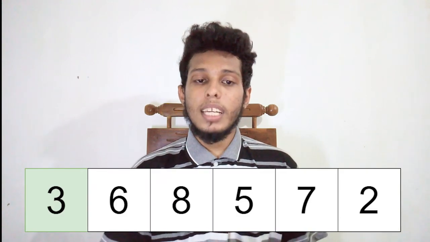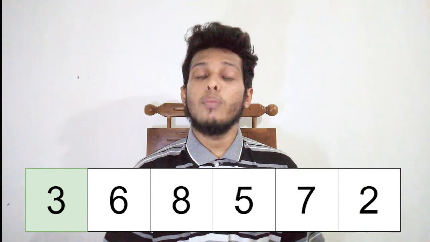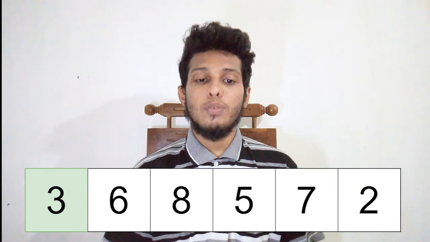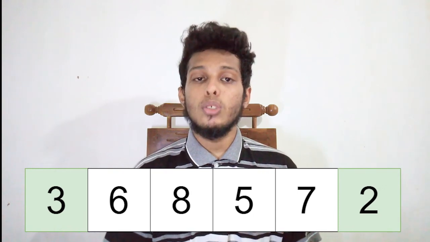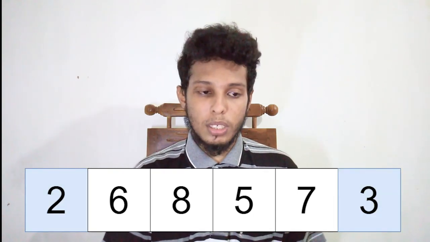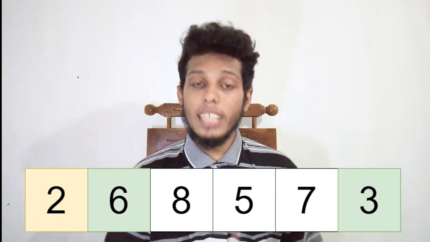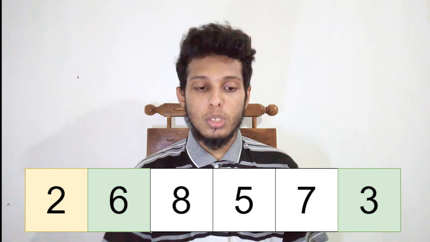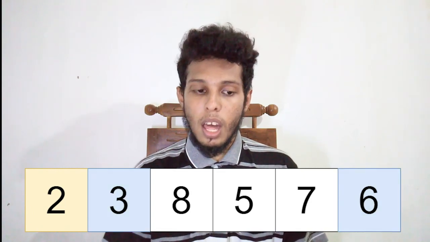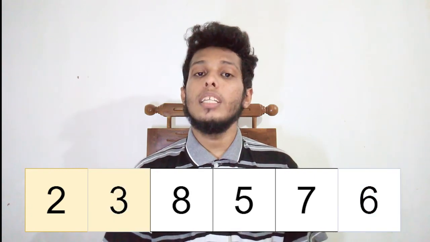First, we take 3 as the current minimum value because that's the first element of the array. Then we search for the minimum value. We get 2 as the minimum value. So we should swap these two values. Then take 6 as the current minimum value and search. We get 3 as the minimum value, so we should swap them. Now you can clearly see the sorted partition appears in yellow.